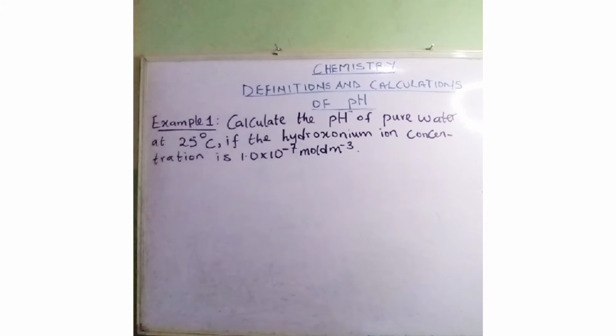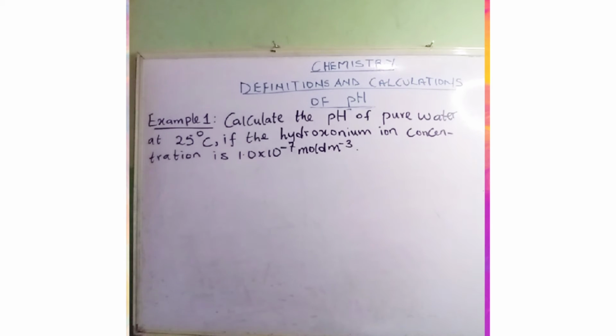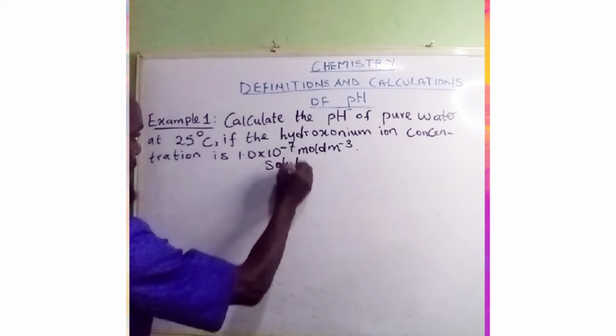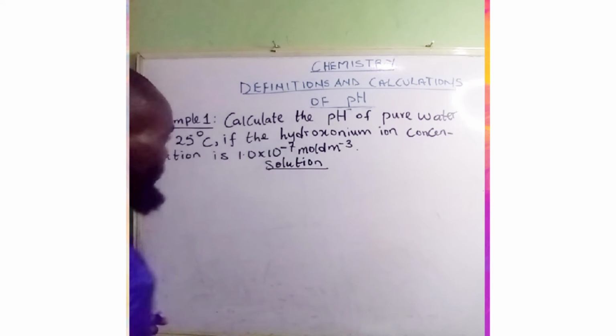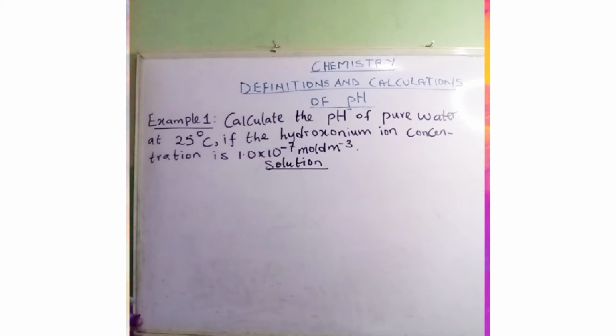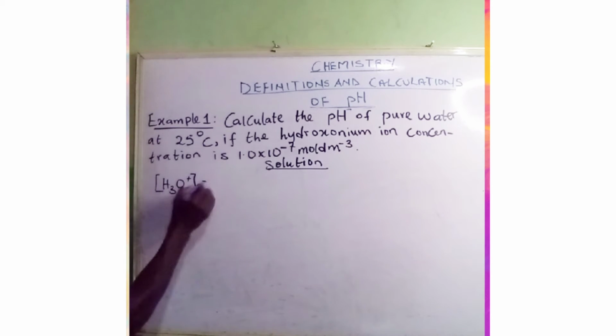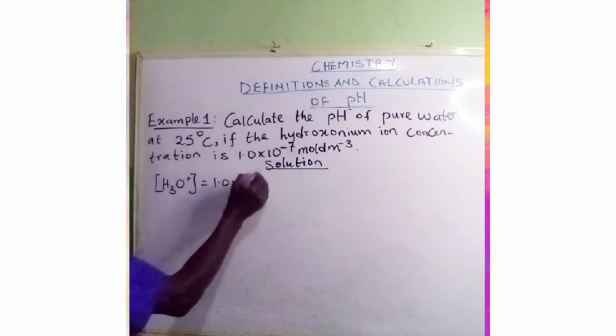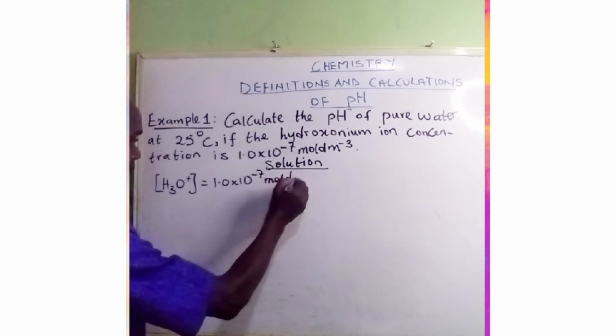Example 1 reads: calculate the pH of pure water at 25 degrees Celsius if the hydroxonium ion concentration is 1.0 times 10 raised to the power minus 7 mole per dm cube. Now in this question, we are asked to find the pH of pure water. We are given the concentration of hydroxonium ion to be equal to 1.0 times 10 raised to the power minus 7 mole per dm cube.